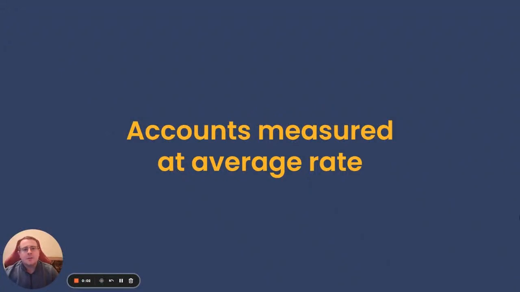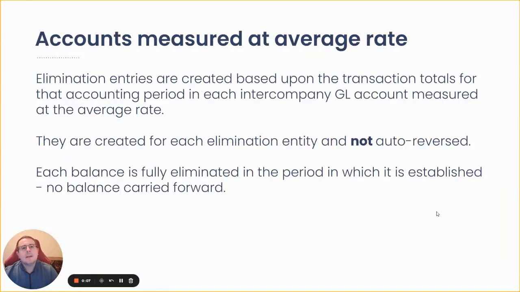Let's look at the calculation for accounts measured at the average rate. Elimination entries are created based upon transaction totals for that accounting period for each intercompany GL account that is measured at the average rate, which will be accounts on your income statement.